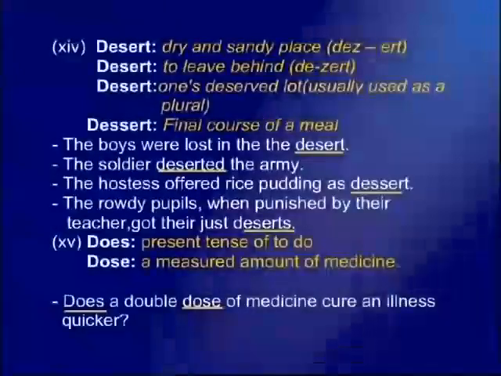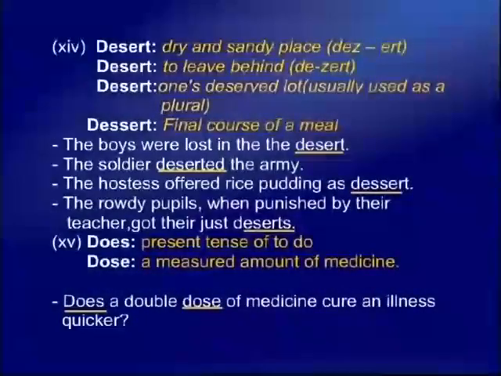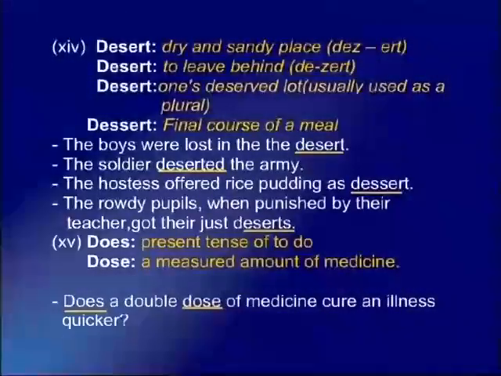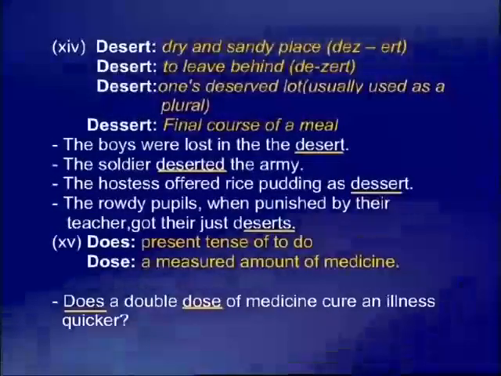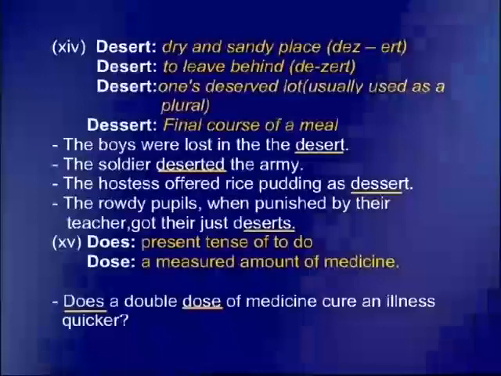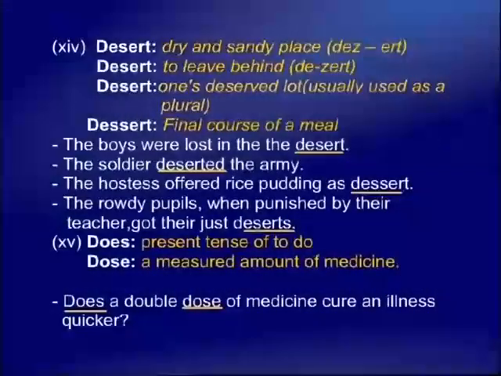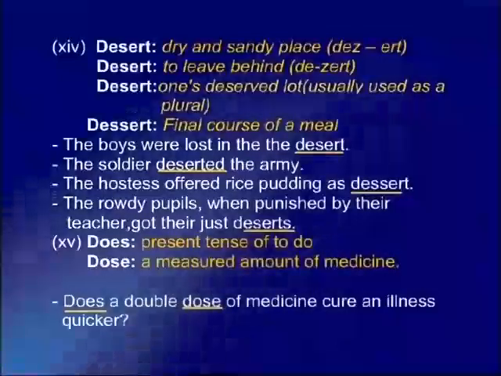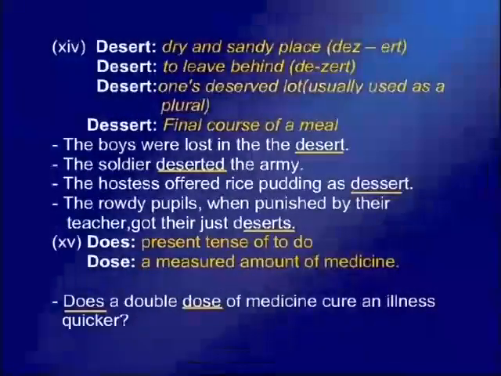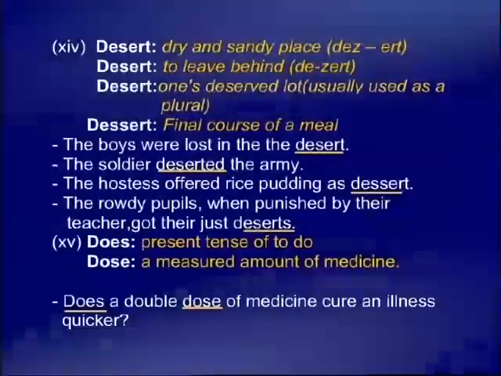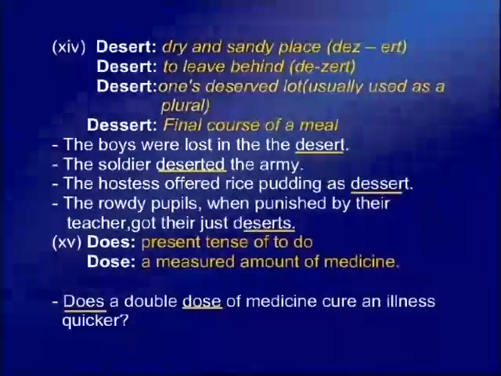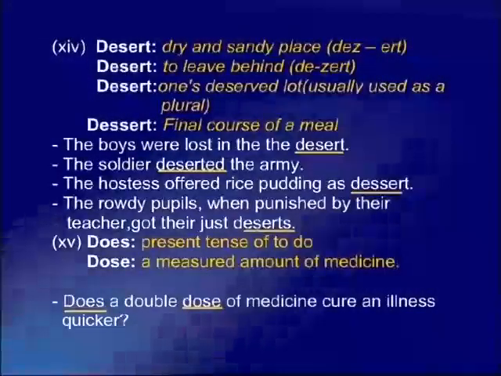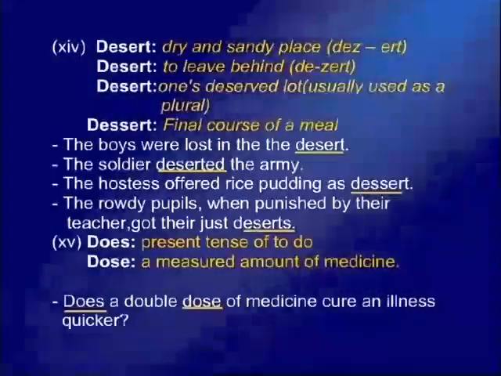The next group of words that are confused are desert, desert, and desert. 3 variations. 2 of them are spelled exactly the same way. The third one has a double S. The first meaning of desert is dry and sandy, right? A sandy place. And the other one is desert, to leave behind. The third is dessert, which is the final course of a meal.